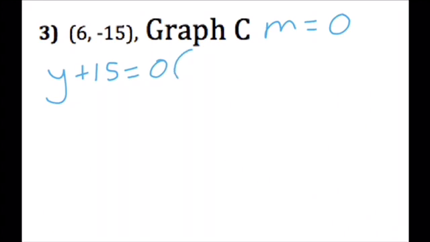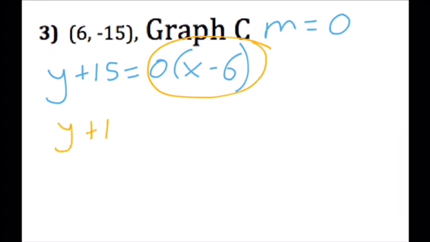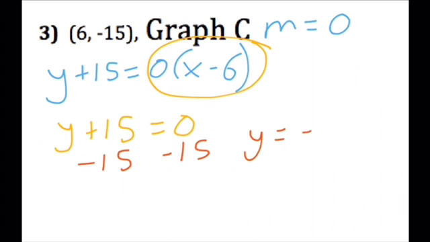In number 3, you should have used the slope m equals 0. So we have y minus a -15, which is y plus 15, equals 0 times x subtract 6. Now, 0 times this whole thing is just 0. So y plus 15 equals 0. Subtract 15 from both sides, and y equals -15.